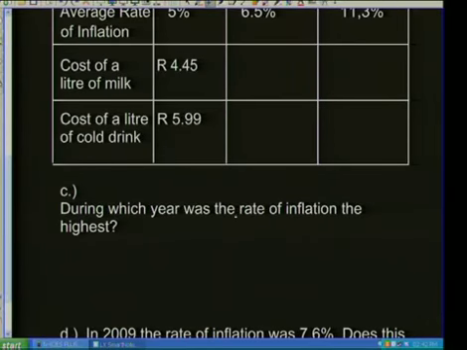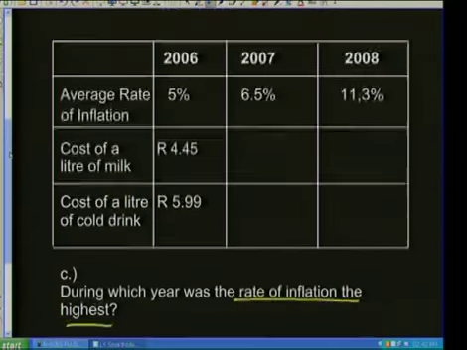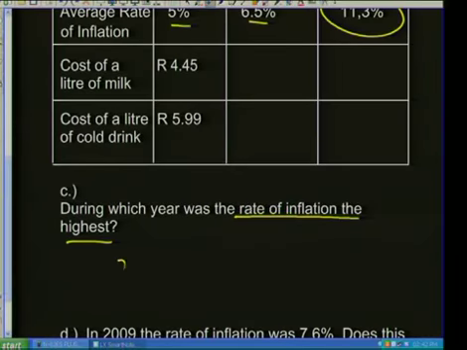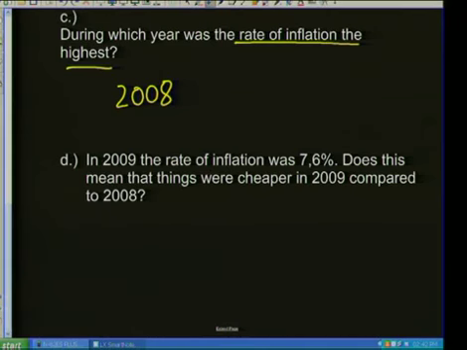During which year was the rate of inflation the highest? So then we go to our rates of inflation and we see that they went up steadily, and 2008 was the highest. So it was in 2008. Now, in 2009, the rate of inflation was 7.6%. Does this mean that things were cheaper in 2009 compared to 2008? Now, this is a really, really important question, and it's one that mostly people get wrong.